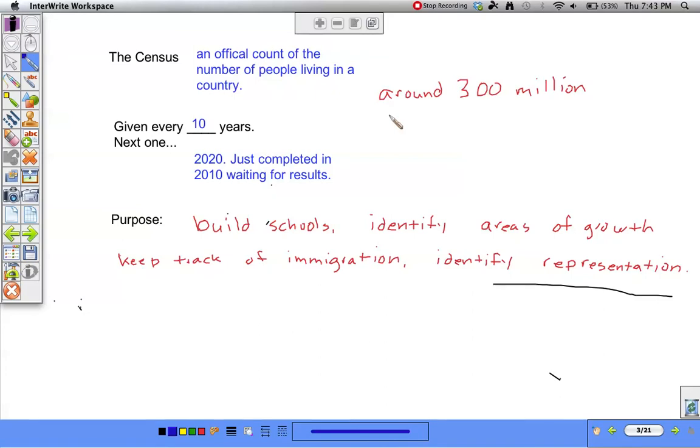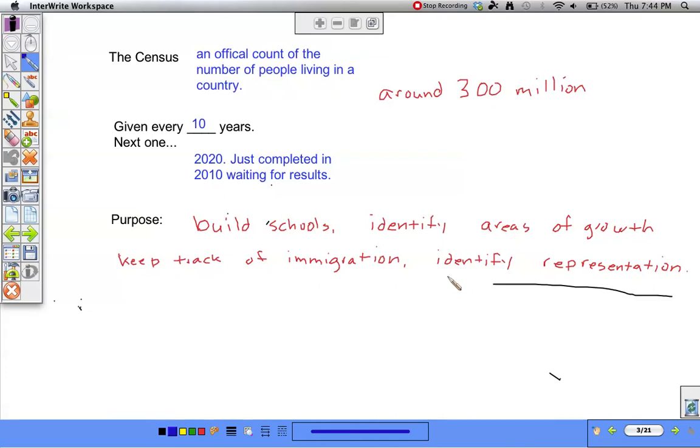There are some people who might ask, well, why do we take a census? Well, it is a government-mandated activity by the Constitution, and the federal government uses it to give information about where they should build schools, to identify areas of growth so that they can keep track of immigration and build highways and water and all sorts of services that the government provides. But also what happens is that they use the census to identify the representatives for Congress.